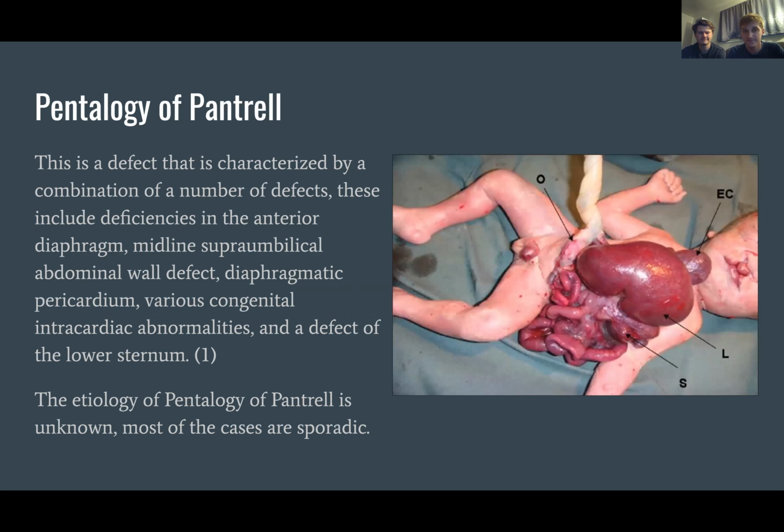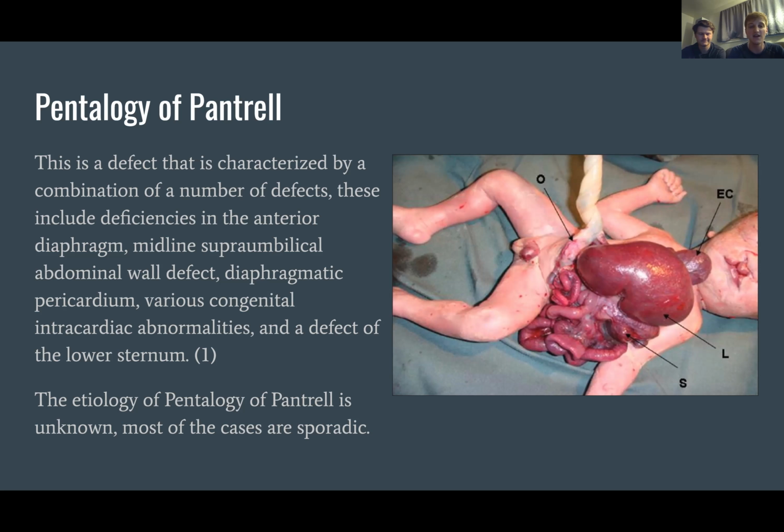The first one is something called the pentalogy of Cantrell. And pentalogy means consisting of 5 parts. And so there's 5 parts to this defect. And they are written here: deficiencies of the anterior diaphragm, midline supraumbilical abdominal wall defects, diaphragmatic pericardium defects, various congenital intracardiac abnormalities, and a defect of the lower sternum. So there's these 5 things that make up this pentalogy of Cantrell.